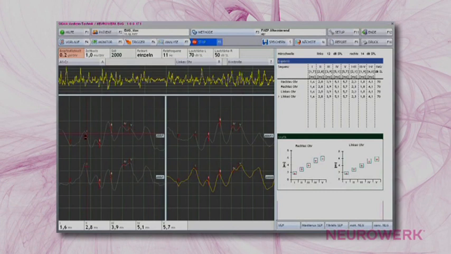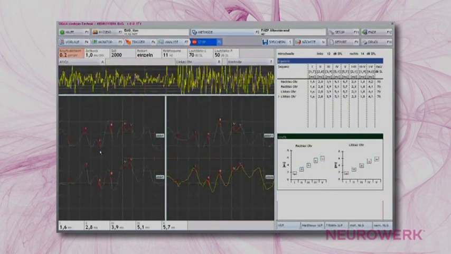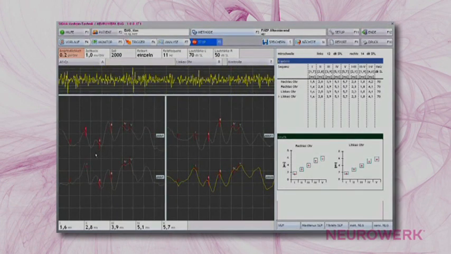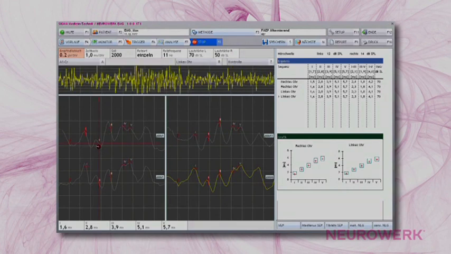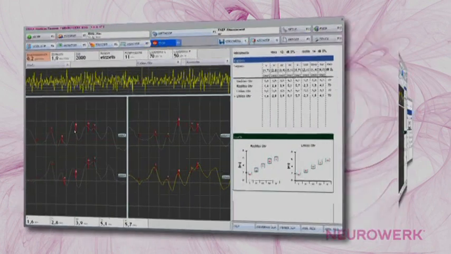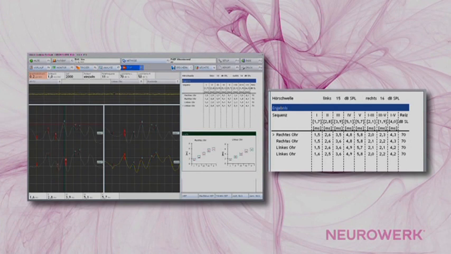Once the measurement of the left side is completed, the markers, if they are not correctly set by the program, can be moved manually. The table of measurement shows the single wave latencies and intermediate wave latencies of the marked peaks for the left side and the right side, as well as a comparison with the indicated standard values as a graphic.